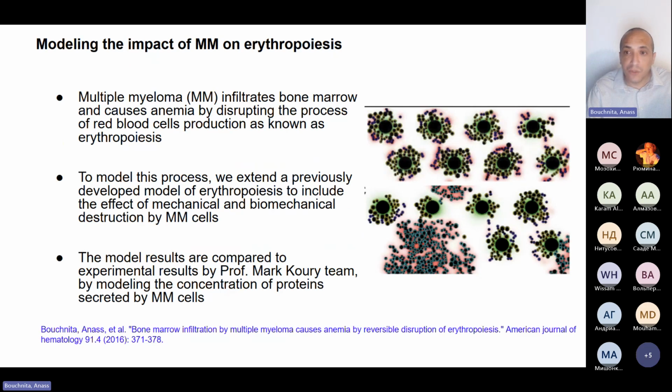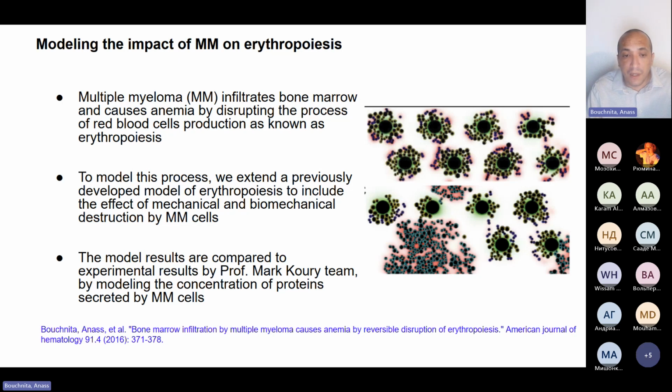Okay, I think I'm running out of time, but I will quickly talk about this very important work. I think this was the first work that we did, which studied the impact of multiple myeloma on erythropoiesis. Erythropoiesis is the process by which red blood cells are produced in the bone marrow. And in this study, we tried to quantify the effect of multiple myeloma infiltration, so what happens when multiple myeloma infiltrates the bone marrow, on not only the function of erythropoiesis, but also on anemia.